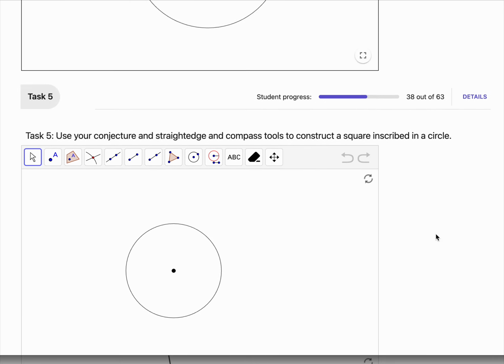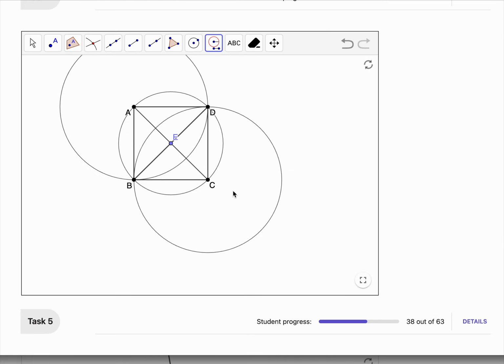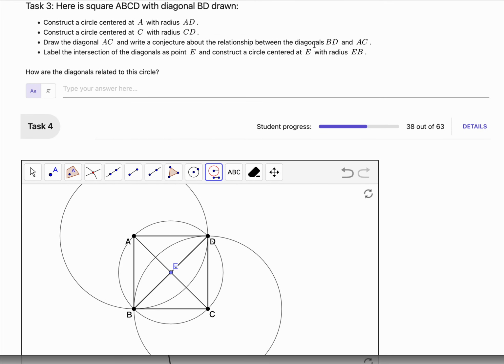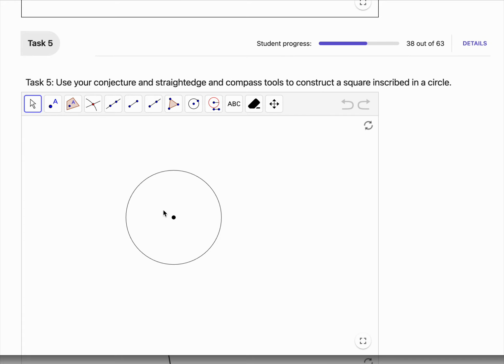All right, next one up. Use your compass and straight edge. Up here it says, write a conjecture about the relationship between BD and AC. Well, they're at right angles to each other, and they both bisect each other. We can say that for sure because E to A, E to C, E to B, and E to D are all the same distance because those points all lie on the circle and E is the center. So here we go. We're going to use that and make a square inside this circle.